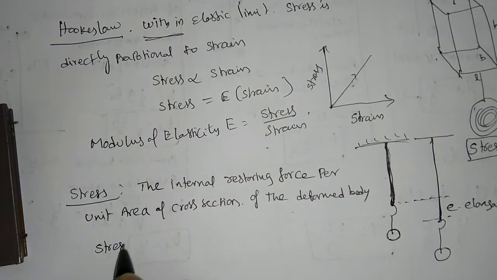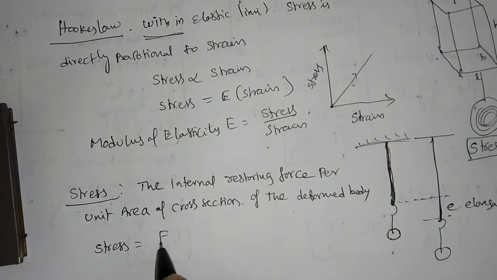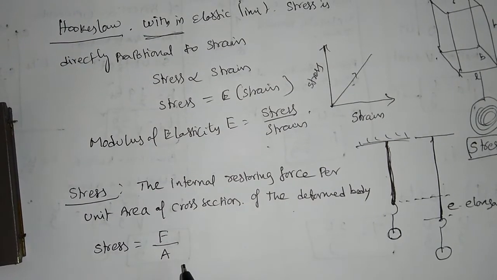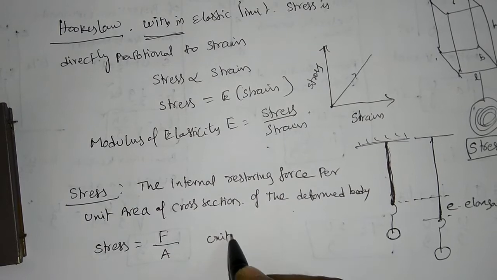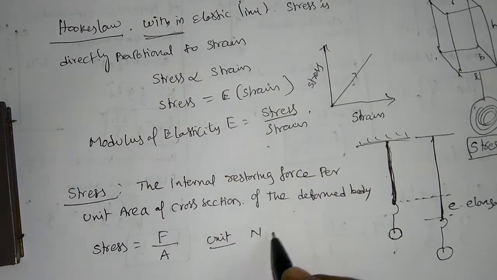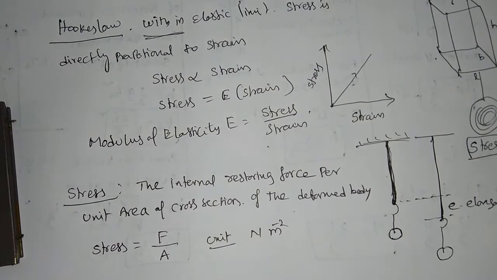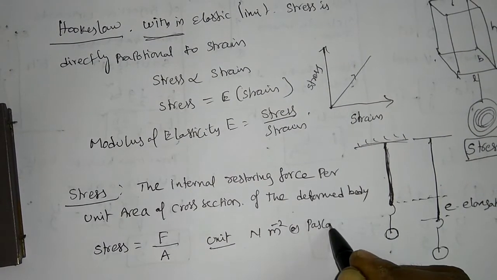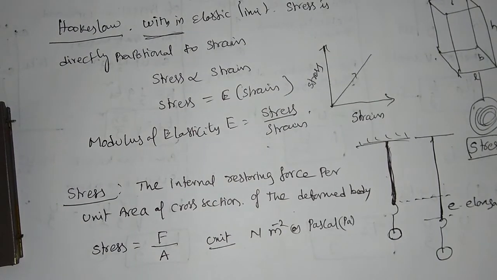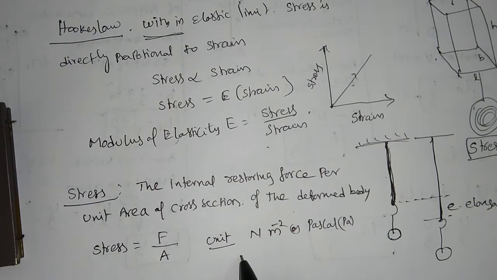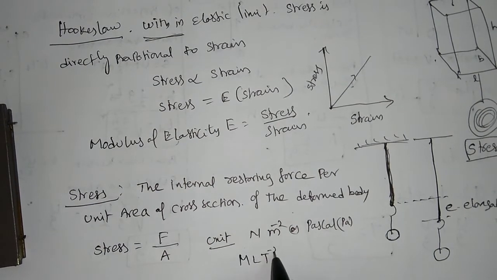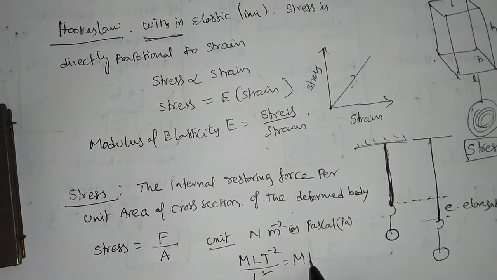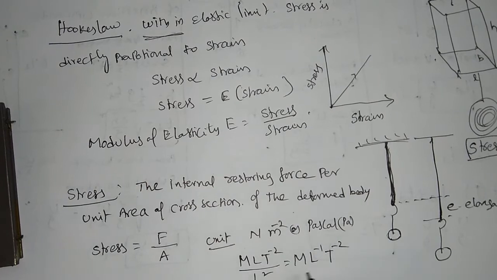You can write stress is equal to simply restoring force by area of cross section. Now the units, as usual, you know that force unit is Newton per area, meter square, that is Newton per meter square, or another unit is Pascal, Pa. So we can know the dimension formula also. The dimension formula is: force means MLT power minus 2, by area means length into length, L square, what you will get is ML power minus 1 T power minus 2, that is 1.